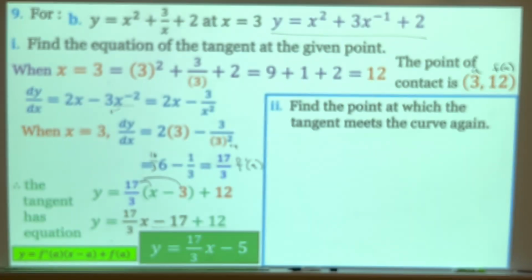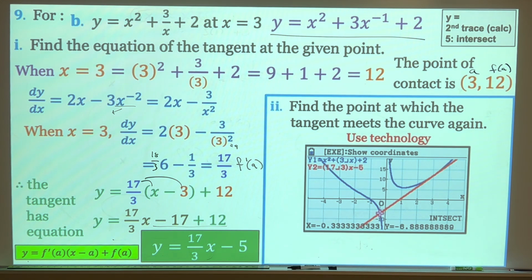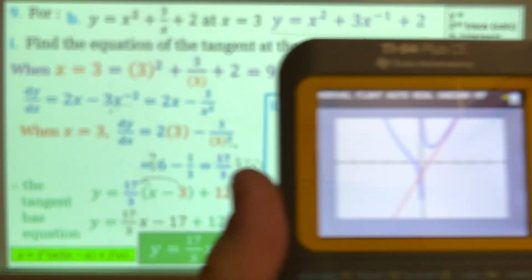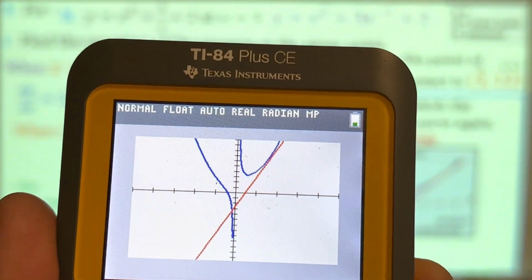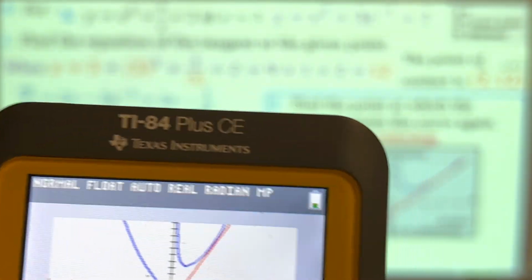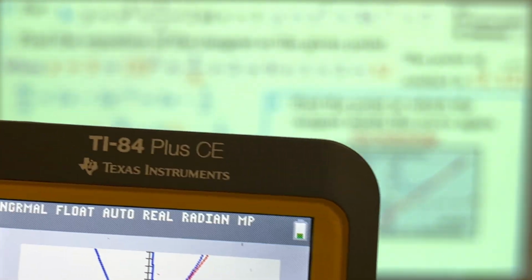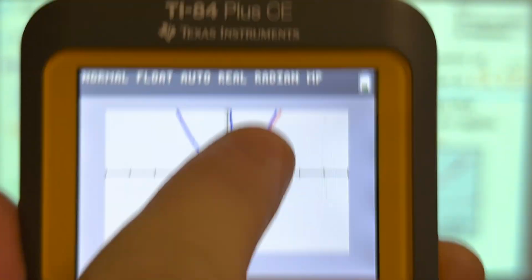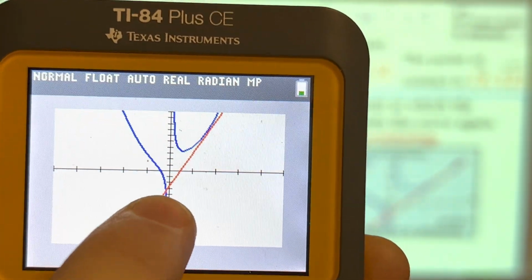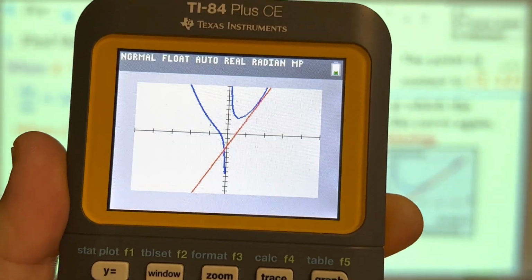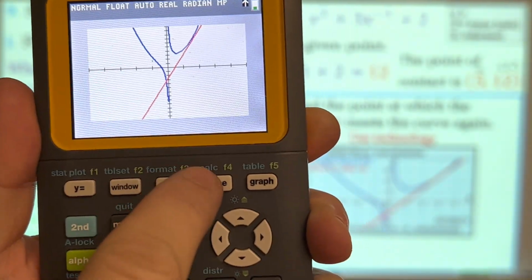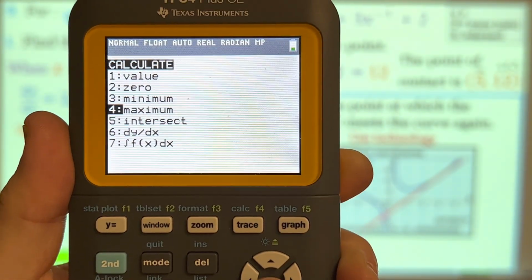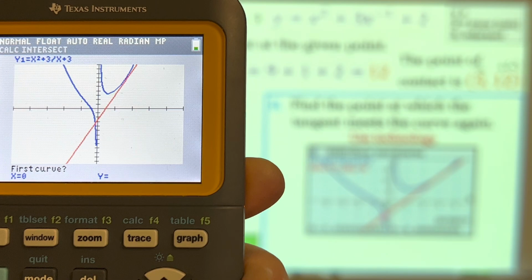Whoa, that's a weird graph. Is that what I got over here? Yep. Notice it hits 2 different curves. That's good. We have the curve, what's our 1 point? 3 over 12 up. So we already have this point. So we want to know where that point is. So we hit second, trace, down to 5. Enter.